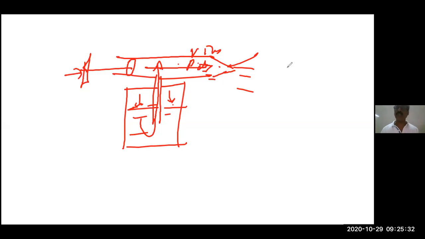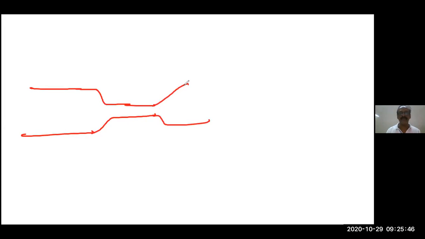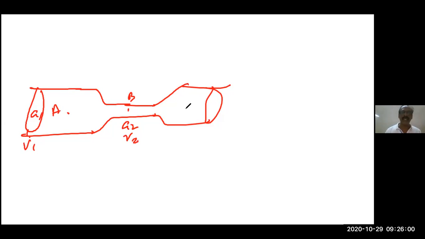The next one, venturimeter. A venturimeter is a device used to find the flow of liquid per second. For that, there is a device like this. See this one? Here this is A1, velocity V1. This is point A. This point B, this is A2, V2. Again here, A1, V1, same area. Now here there is a small pipe you can see. Here also there is a small pipe.